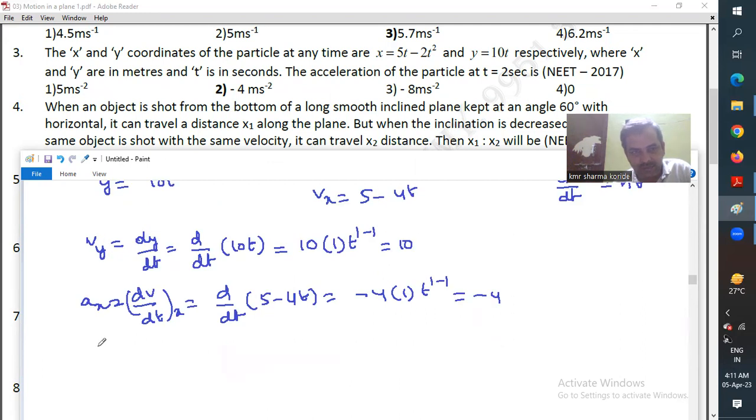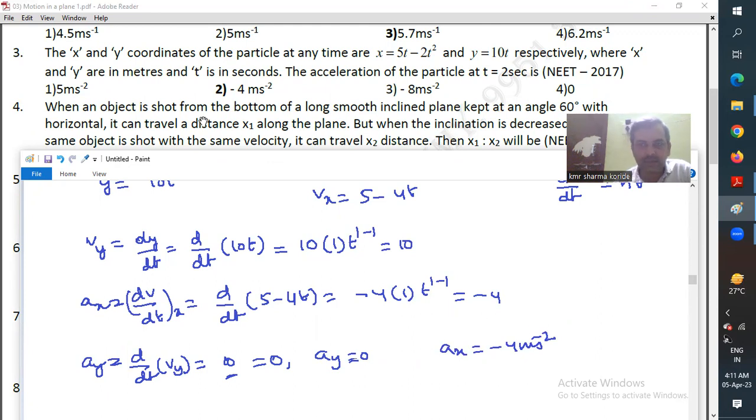So what about the next, dvy? Is there a possibility for ay to exist? Let us check. d by dt of vy. Since vy has only a numerical value, differentiation of a numerical value is 0. So therefore ay does not exist. The answer is only ax, that is minus 4 meter per second square. Second option is correct. Next, moving to another question.